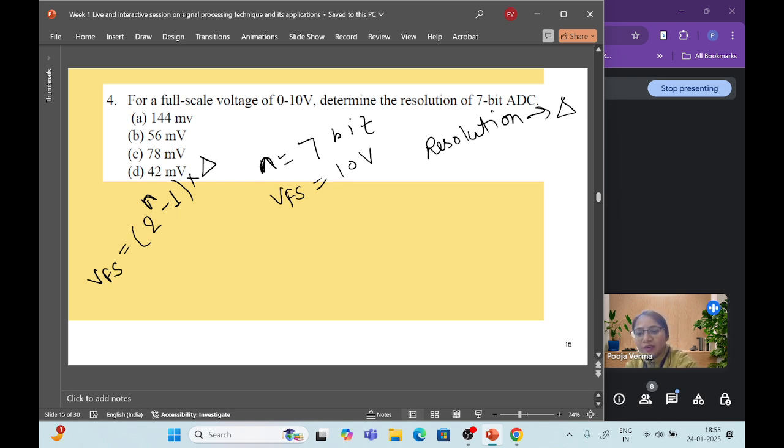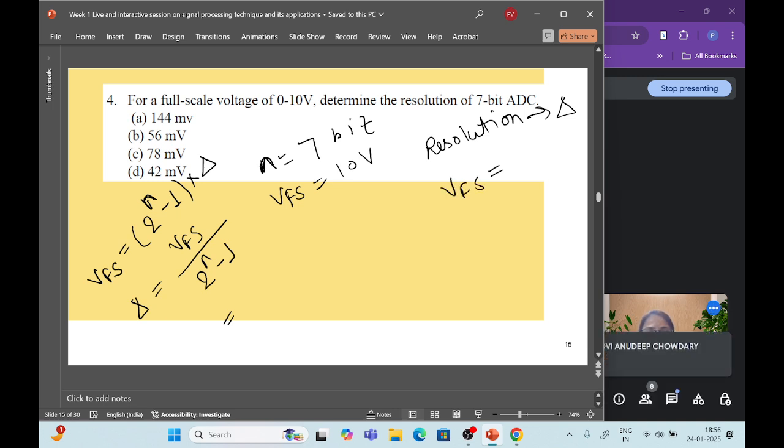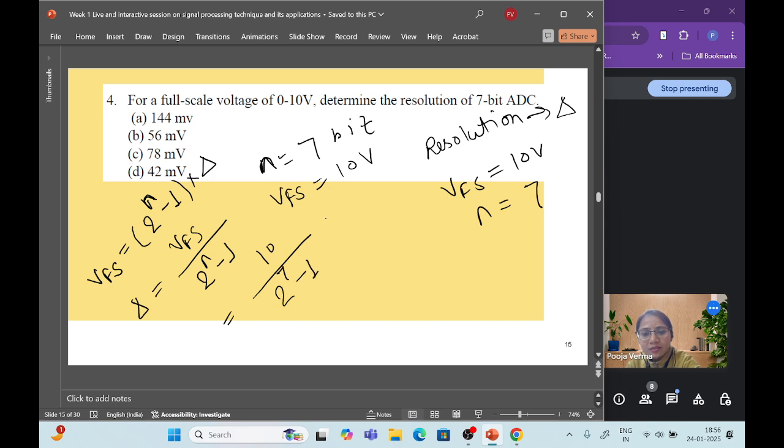Full scale voltage is given, so from here we can find it out. VFS is 2 to the power n minus 1 times the resolution. The full scale voltage is given, that is 10 volt, and n is also given, that is 7. So 10 divided by 2 to the power 7 minus 1. Now you can calculate it. So 10 divided by 127. What will you get?